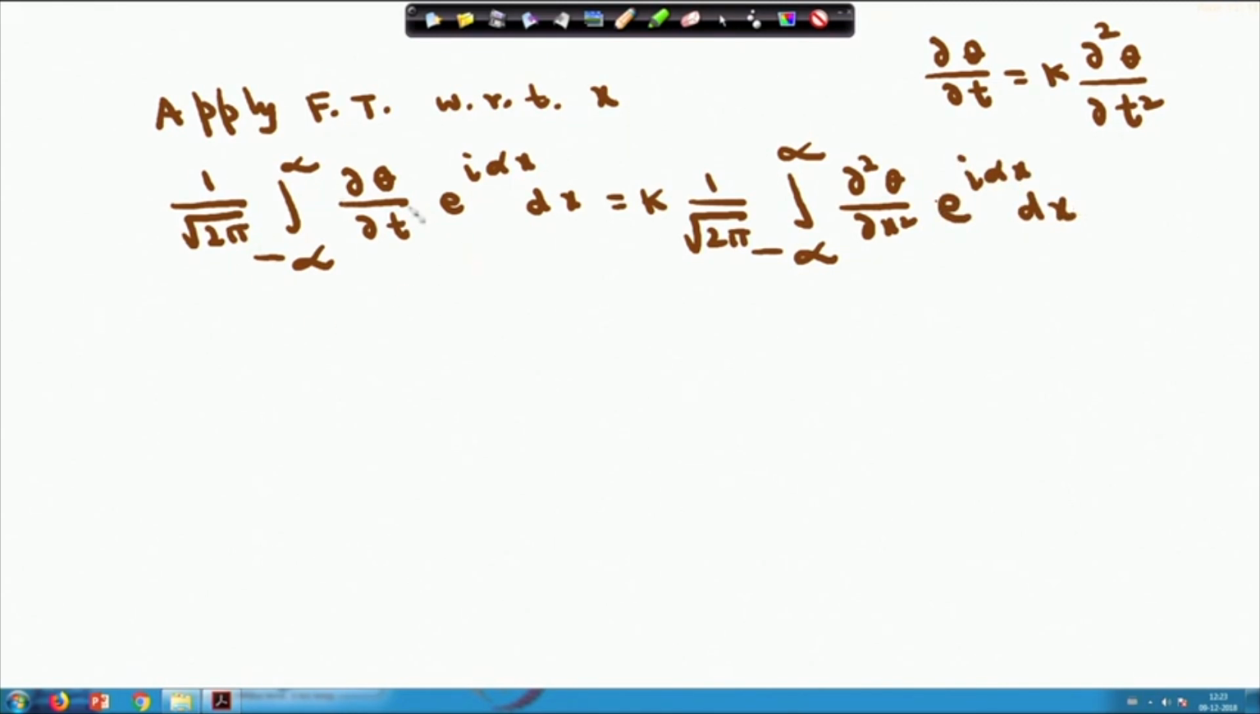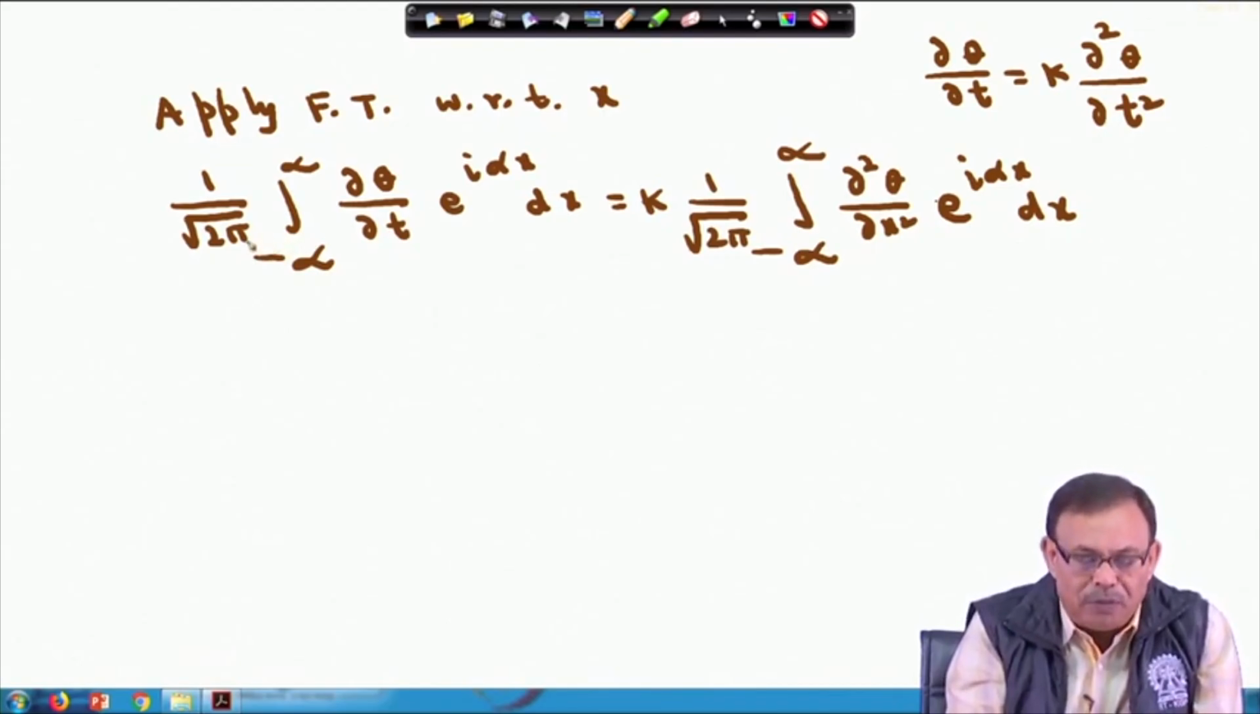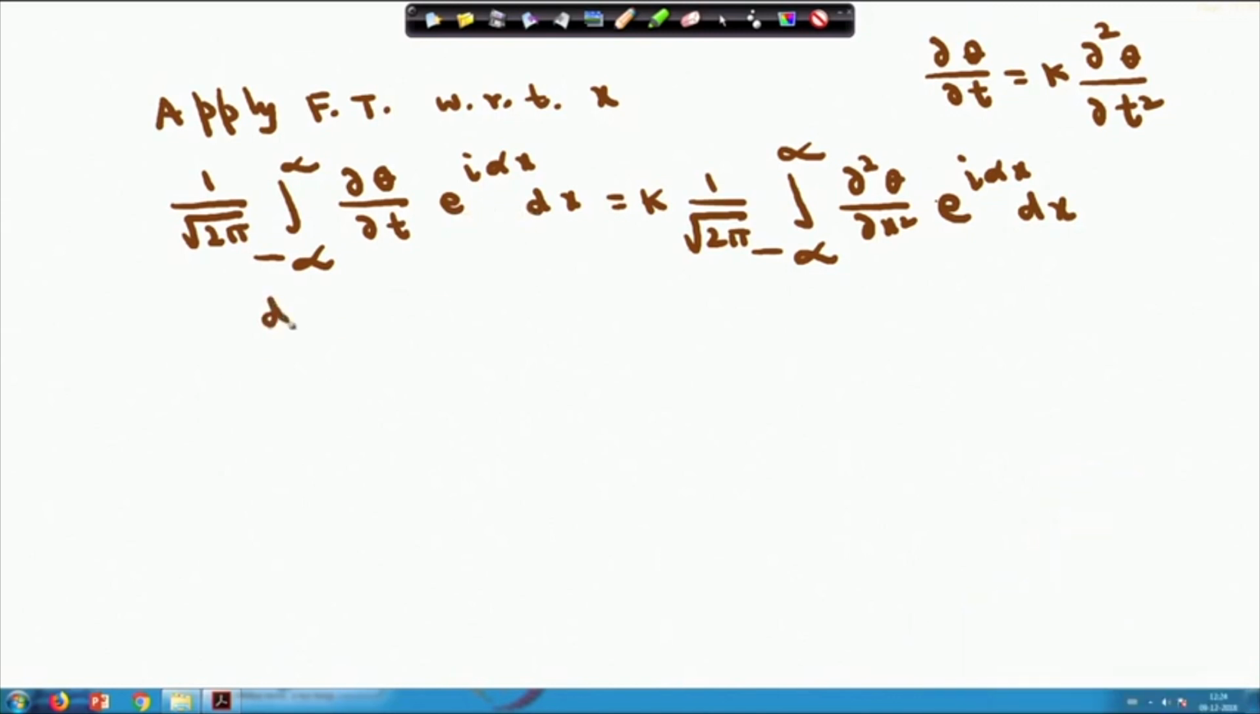Now, if you see here, on the left hand side, this function is a function of α and t. So, therefore, ∂/∂t you can bring outside, and once you are bringing it outside, I can make it d/dt. So, your integral becomes 1 by root 2π, integral from minus infinity to infinity of θ e^(iαx) dx, and this is nothing but the Fourier transform of θ. So, the left hand side you can write as d/dt of θ bar, where θ bar is nothing but the Fourier transform of the function θ, which I am denoting as this.